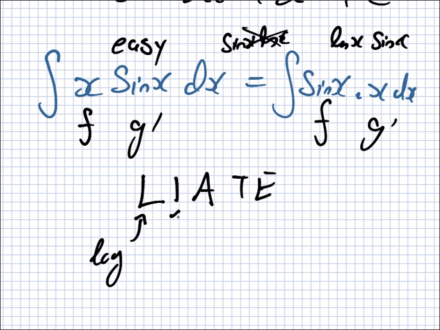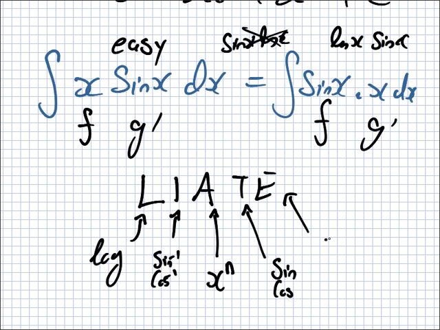The I stands for inverse: sine inverse, cos inverse, tan inverse. The A stands for algebra, that's things like x power n. The T stands for trigonometry, like sine or cos. And the E stands for E. So you should try to write it in this order. This is the best order. You should write this word down. It's a helpful trick.